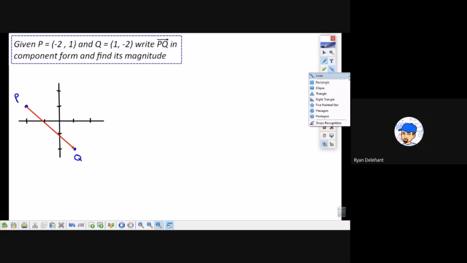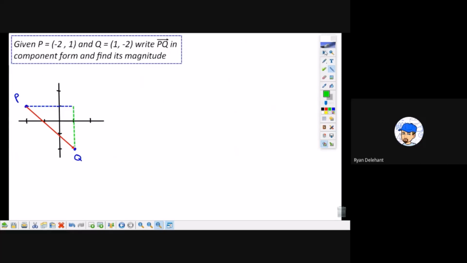Let's look at it on the picture and see if we can figure out what we're going after. So we want to go from here to here. So the X would be this way. So this is our X component. And our Y would go down from there. So we need to know the lengths of those things. We're going to make the outside edges of the right triangle.